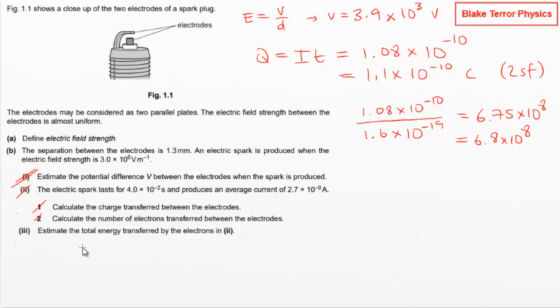Right, that's fine. Estimate the total energy transferred by the electrons in that last part of the question. Right, okay. Well, our energy is our volts times our charge. Voltage, potential difference, is joules per coulomb. So that's the number of joules we're getting for every coulomb. So if we multiply our coulombs and our voltage, then happy days. So our voltage was 3,900, and then our 1.08 times 10 to the minus 10 is our charge. So 4.2 times 10 to the minus 7 joules.